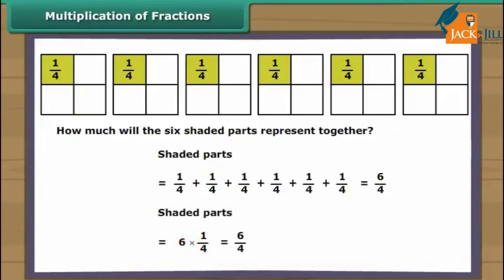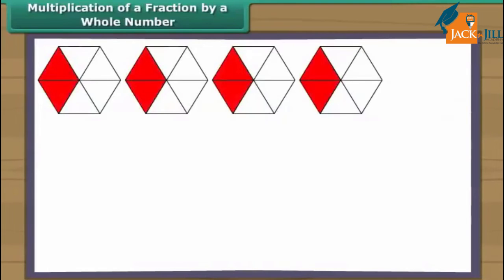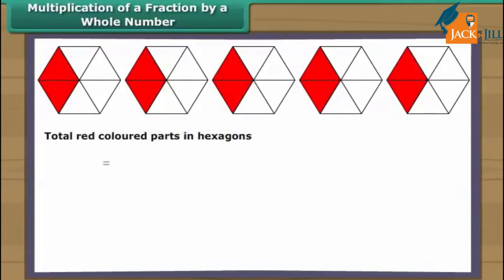Let us discuss the multiplication of fractions with the help of few examples. Multiplication of a fraction by a whole number. Look at these hexagons and find out the total red-colored part. 2/6 of each hexagon is red-colored. Thus, in total, we have 10/6 part red-colored.